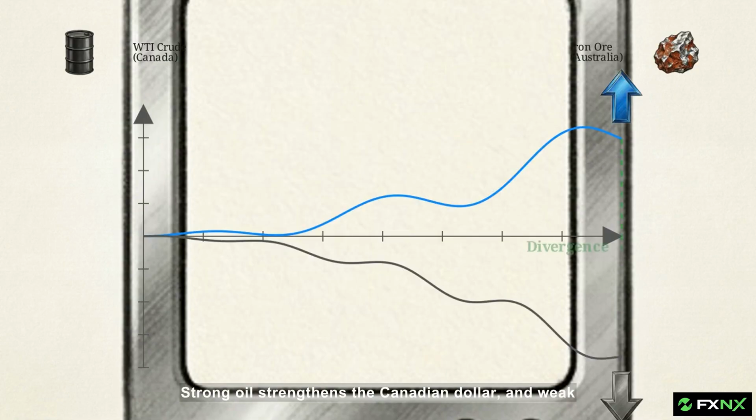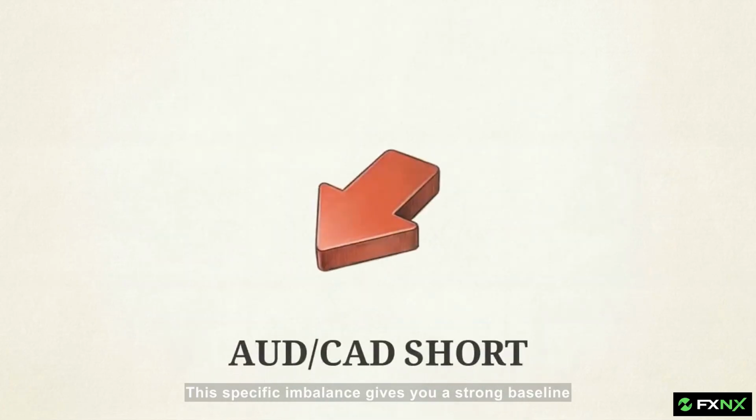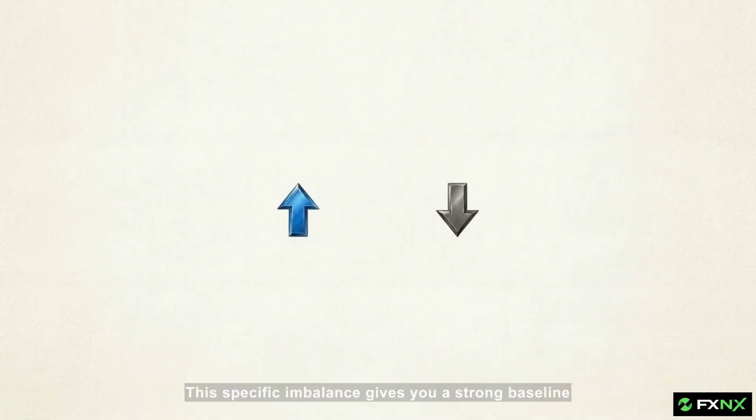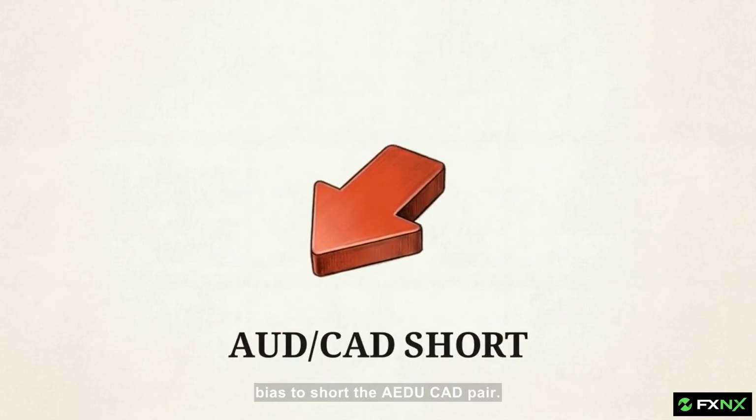For example, if global demand pushes WTI crude prices significantly higher, while an economic slowdown in China causes iron ore to collapse, you have a clear imbalance. Strong oil strengthens the Canadian dollar, and weak iron ore hurts the Australian dollar. This specific imbalance gives you a strong baseline bias to short the AUD-CAD pair.